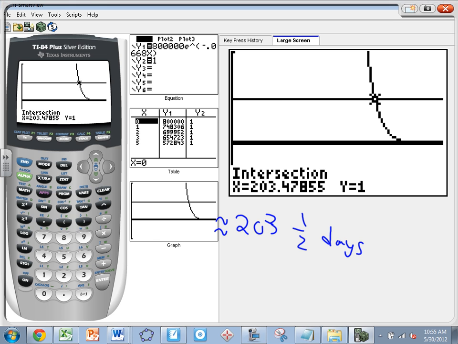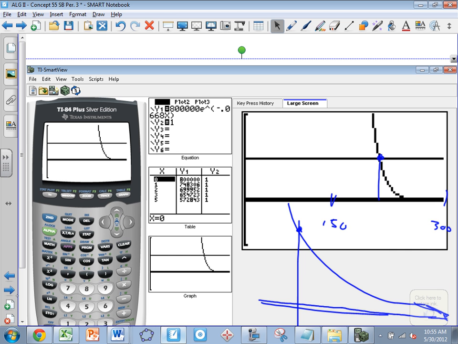All right, next example. We got one more to go.